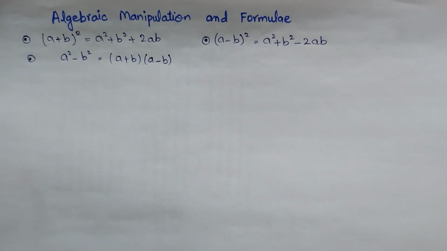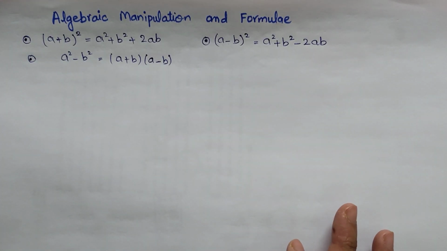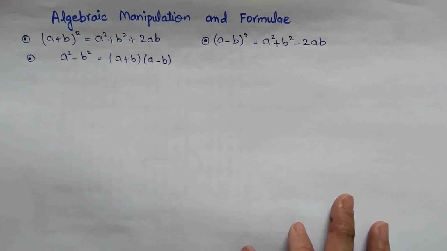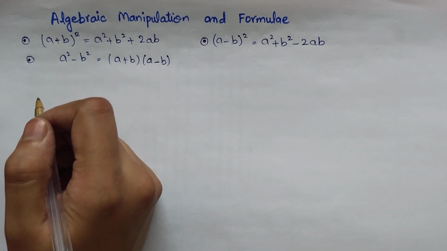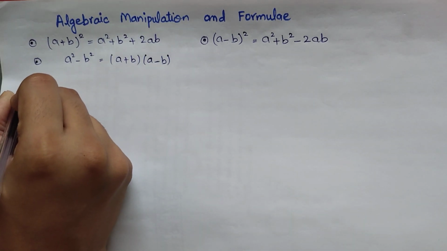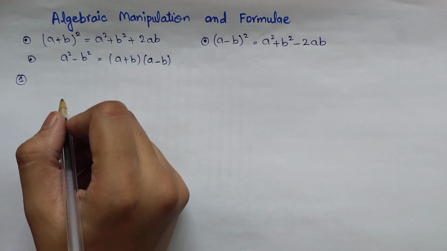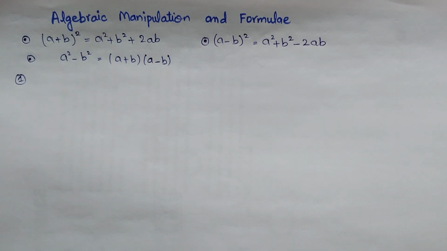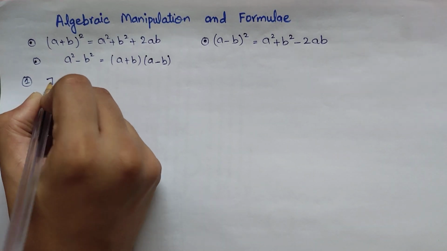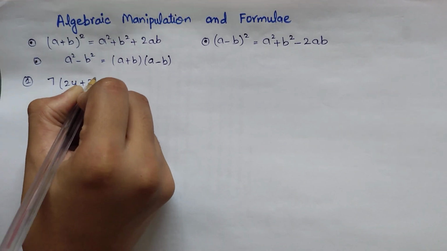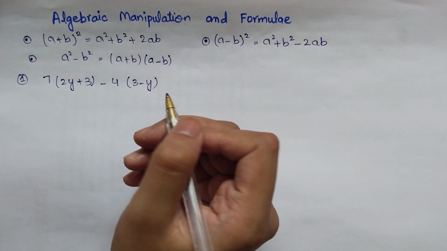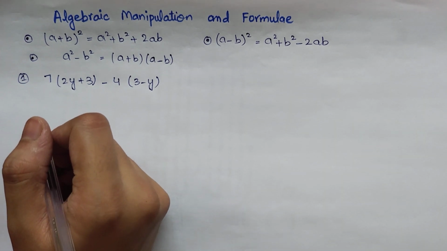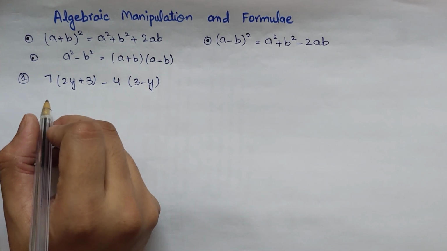So these are some formulas which you have to keep in mind, which you use in your algebraic manipulation. Let's start with the question. First of all, a simple question: you have to simplify each of the following expressions. Like this, I'm writing a question: 7(2y + 3) − 4(3 − y). For example, this is your question and you have to simplify it and write your answer.